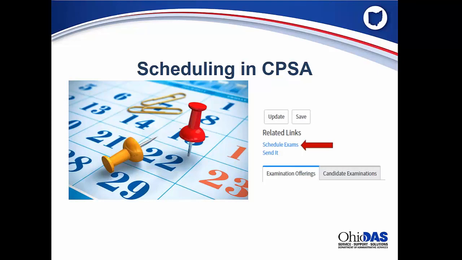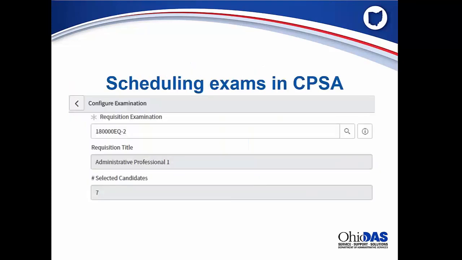So we will have clicked the Schedule Exams link, and that would bring us to the scheduling page, essentially. Notice we have that requisition exam number, in this case 180,000 EQ-2, at the top, and then near the bottom, notice the number of selected candidates. This should always correspond to the number of people that are eligible to be scheduled.